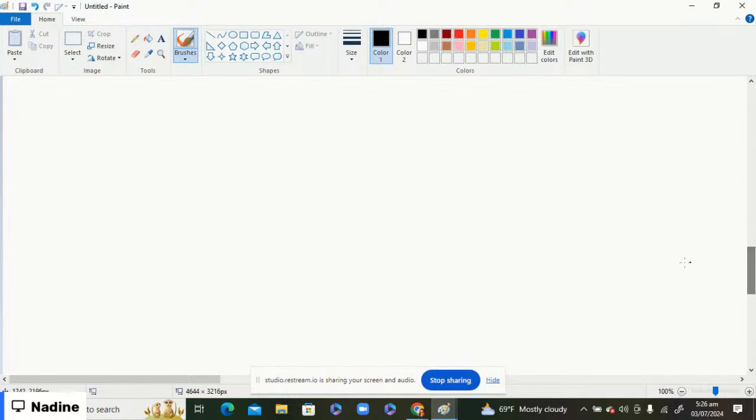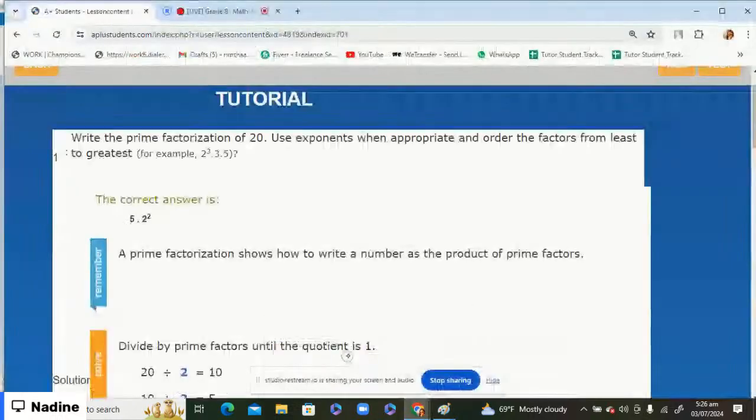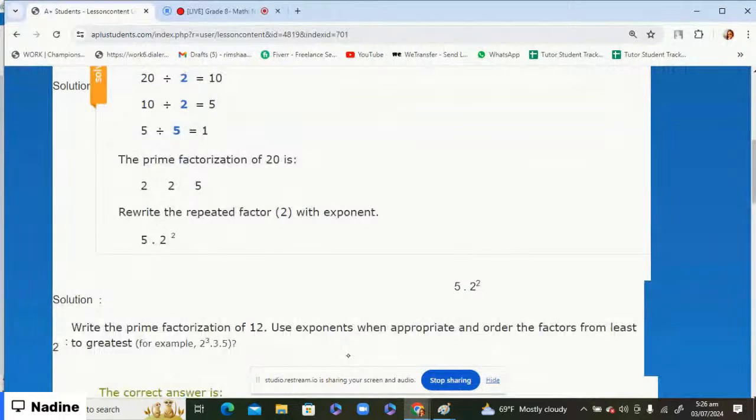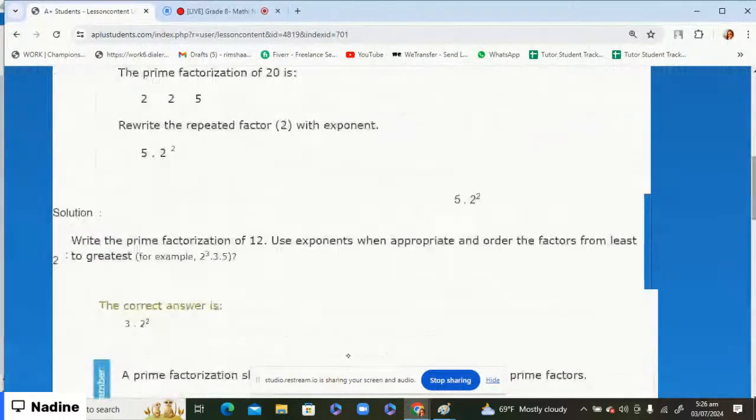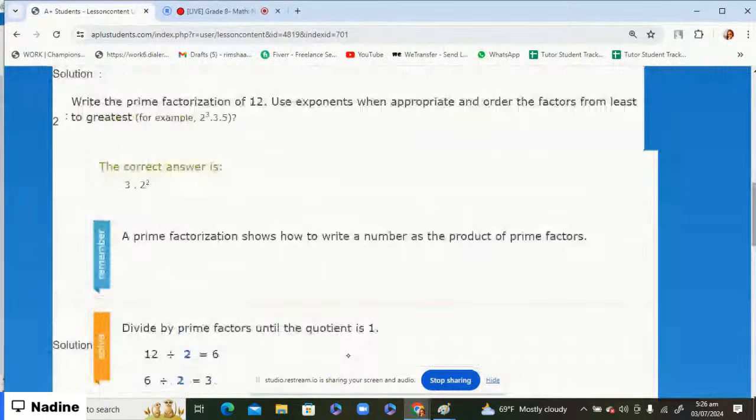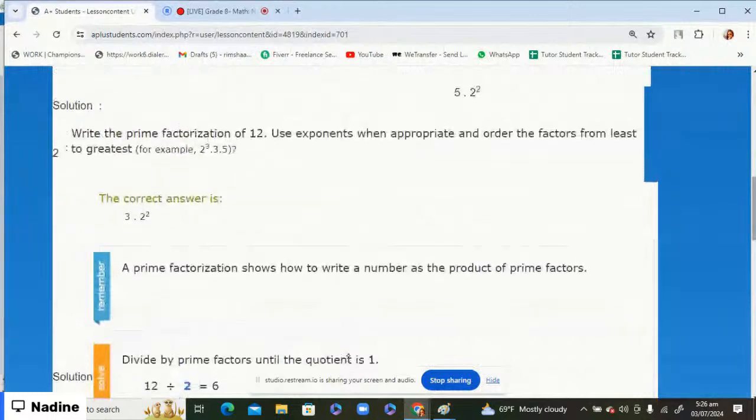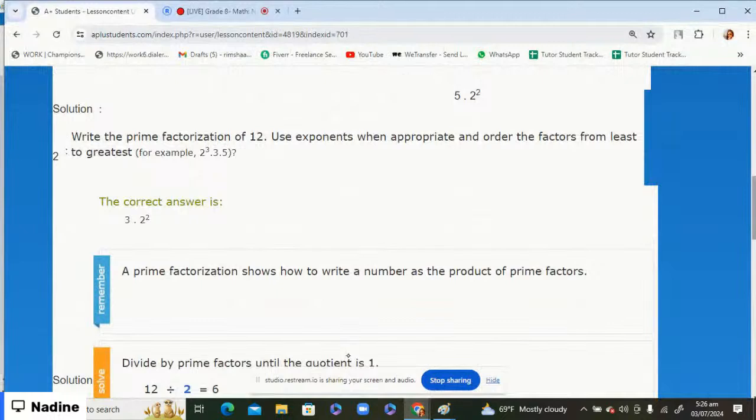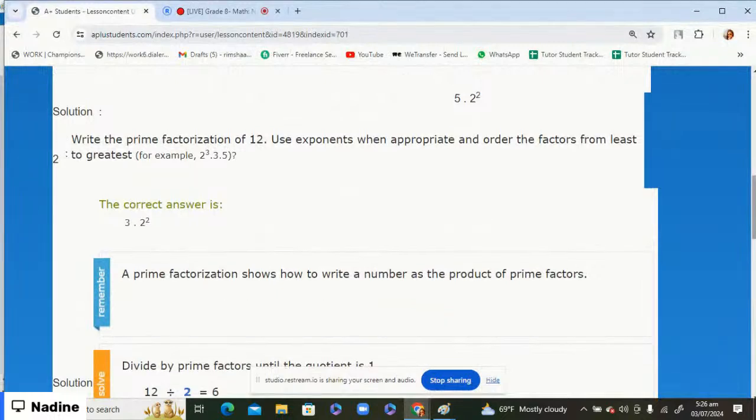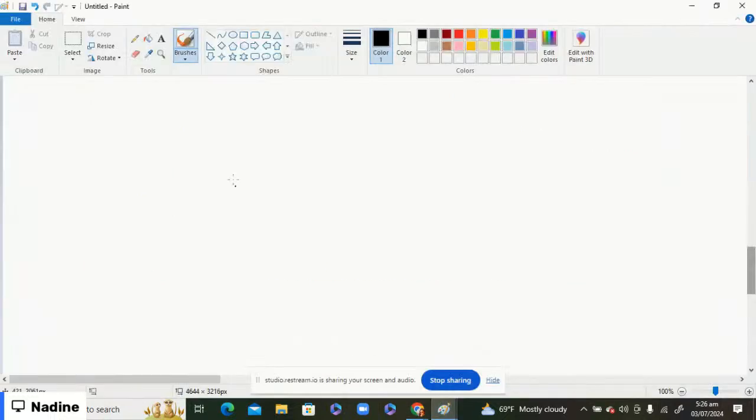All right, now let's do the next question. Write the prime factorization of 12, use the exponent when appropriate, and order the factors from least to greatest. So, let's write a factorization form for 12. Okay, so here I'm going to write 12. We start with the smallest number. We could also use 6, but here we are first starting with the smallest one. So, I'm just using 2. So 2 times 6 is 12.